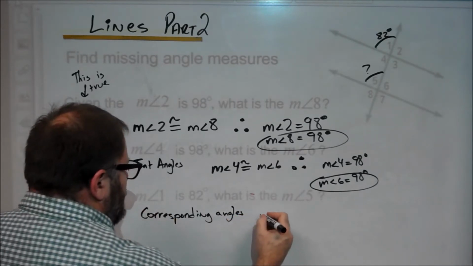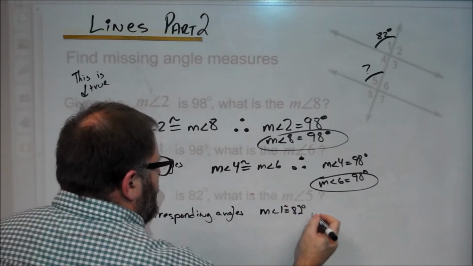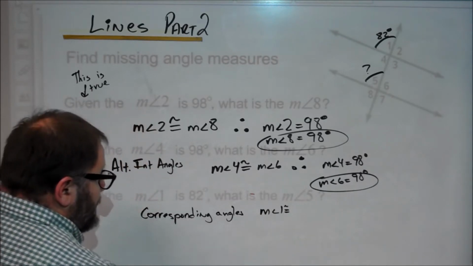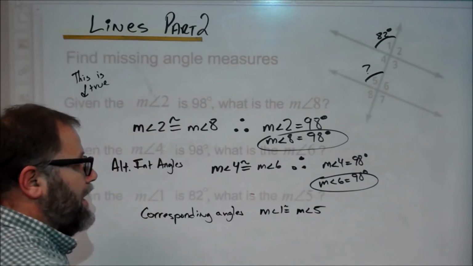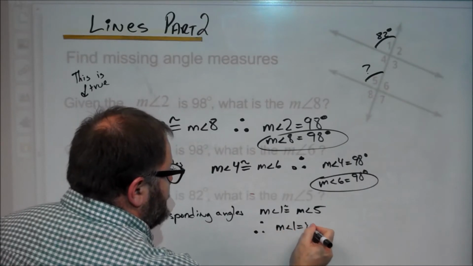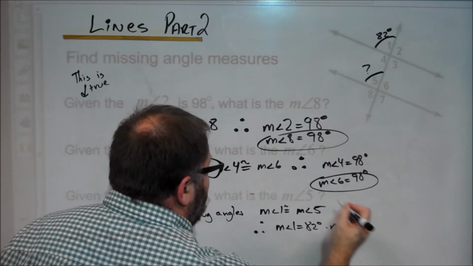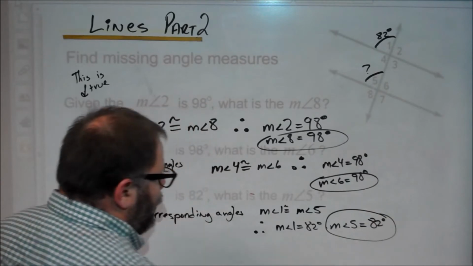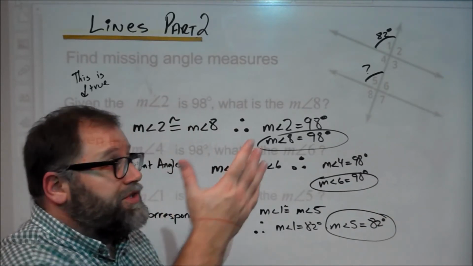which means the measure of angle 1 equals 82 degrees, and the measure of angle 1 is equal to the measure of angle 5, right? We're proving a case here. And then, therefore, the measure of angle 1 equals 82 degrees, and the measure of angle 5 must equal 82 degrees by geometric law. And that's how we find angle measures with just this.